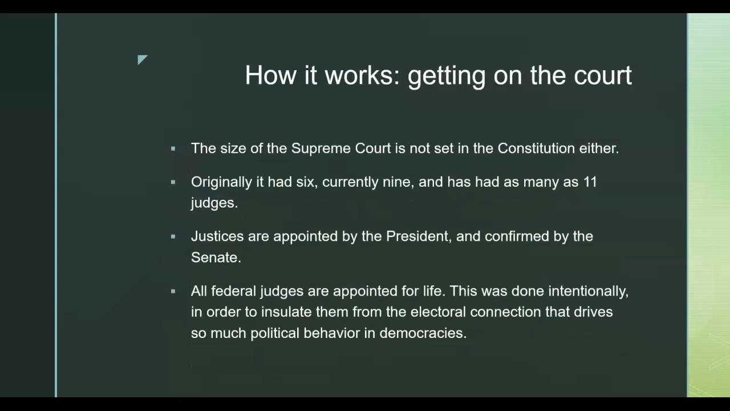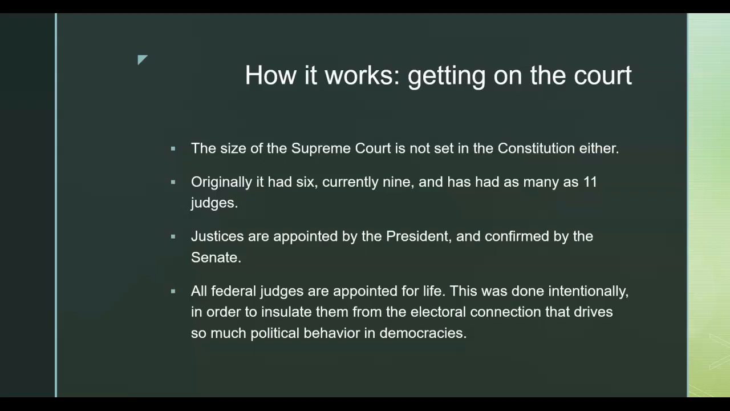How it works, getting on the court. Interestingly, the size of the Supreme Court is not set in the Constitution. It only says you have to have a court. That means Congress just decides how many people are going to be on the court, and they pass a law saying, we'll have 9, we'll have 11. Originally it had 6, right? It was just how it went. So 9 on the court.